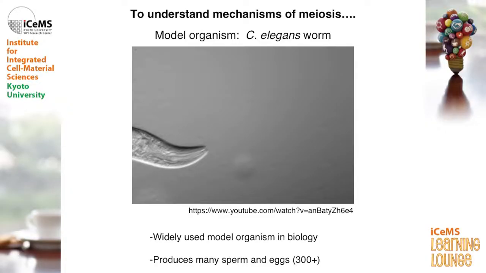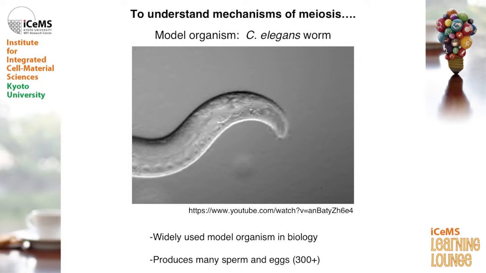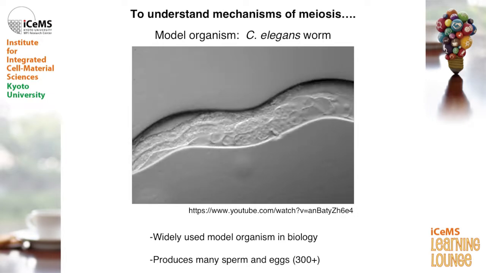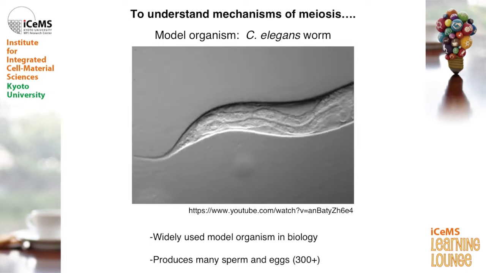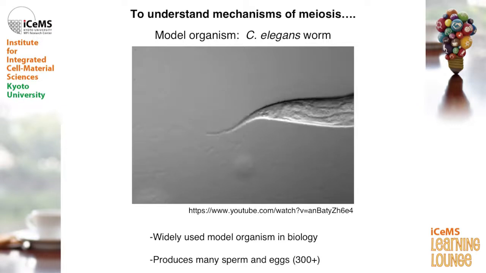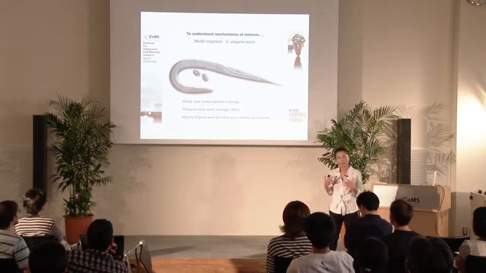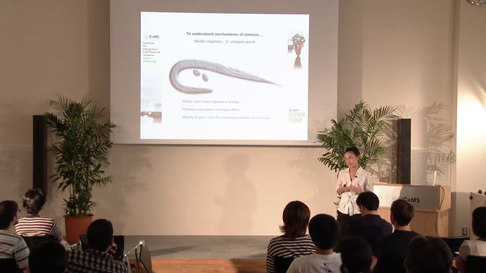However, doing meiosis experiments, doing some research on human beings is not that easy. So instead, in our lab, we use this model organism called C. elegans. It's a nematode. It's a tiny worm. However, they are one of the most widely used model organisms in the biology field, and worms are actually quite great to study meiosis because they produce lots of sperm and eggs.